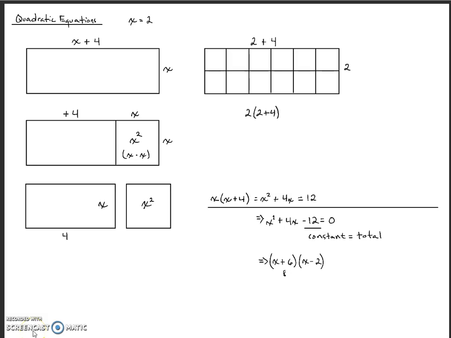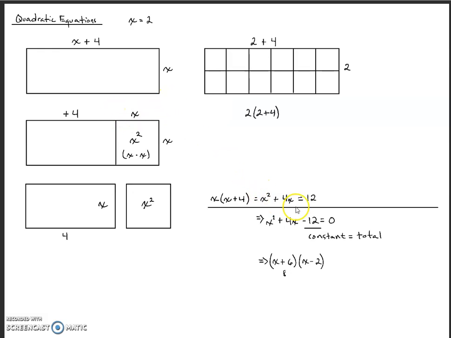Okay, just want to do a little breakdown on quadratic equations. So we'll say right here x equals 2. So here, 2 units. So basically it's 1 and 1. But x equals 2, and then this is x plus 4. So this would be 2, right? This would be x, and then plus 4, 1, 2, 3, 4. It gives us a total of 12.